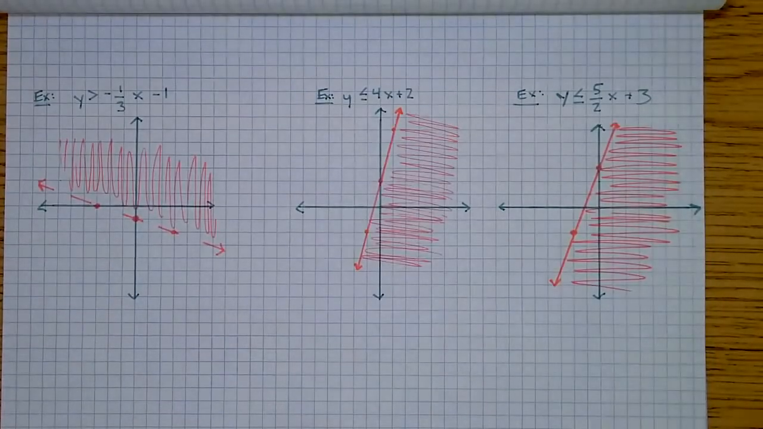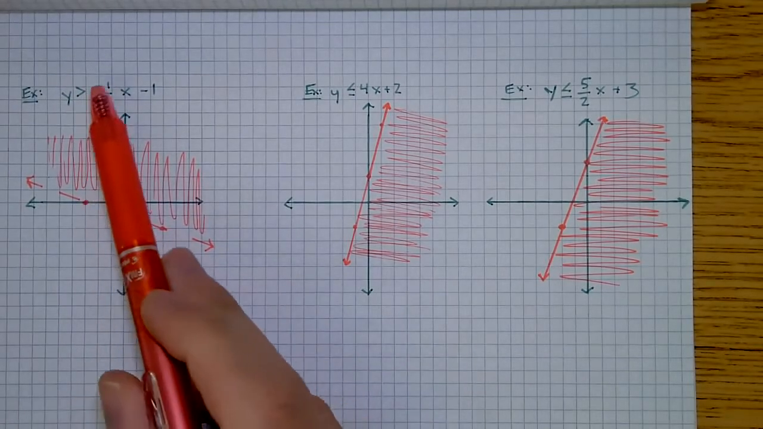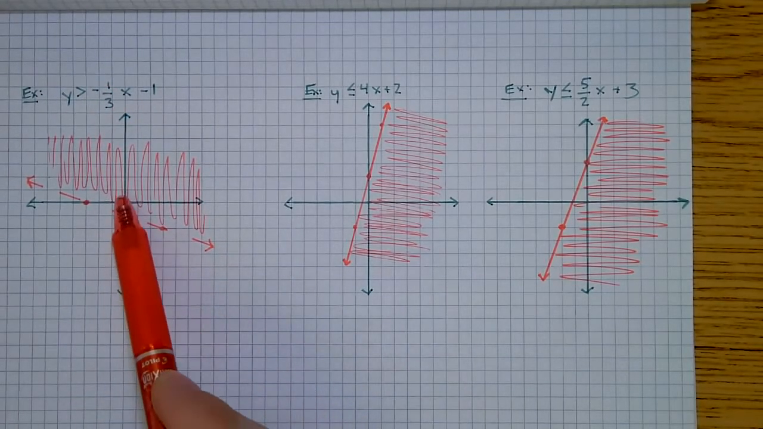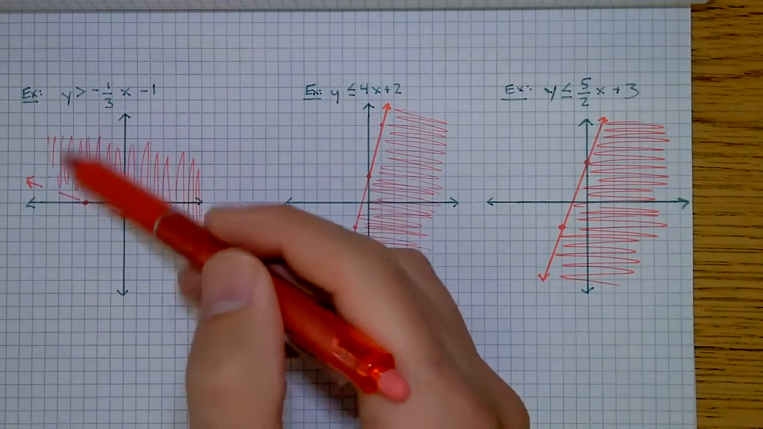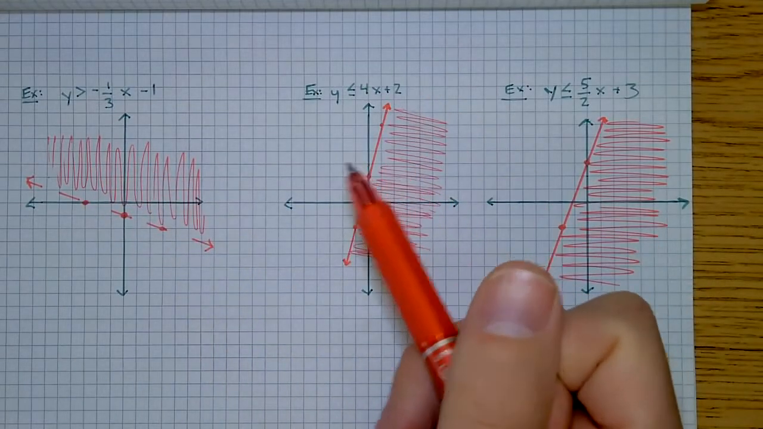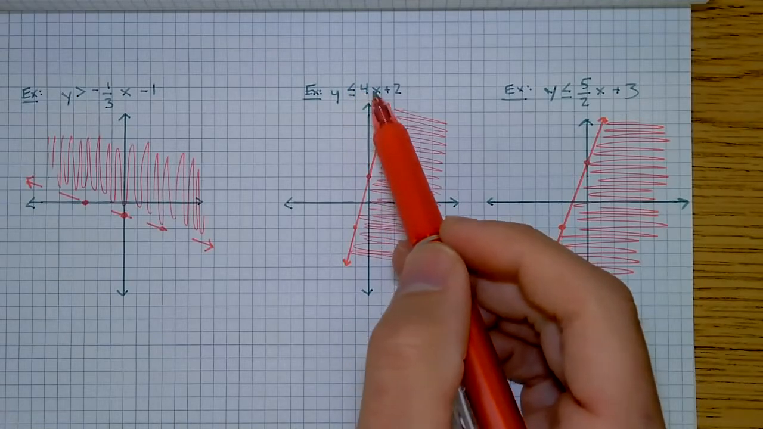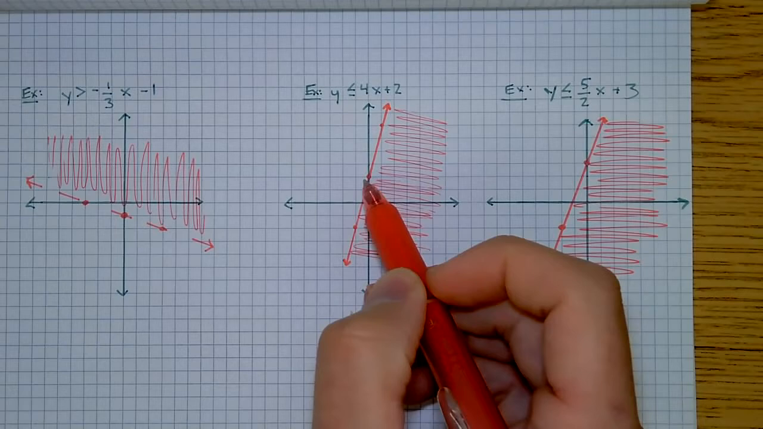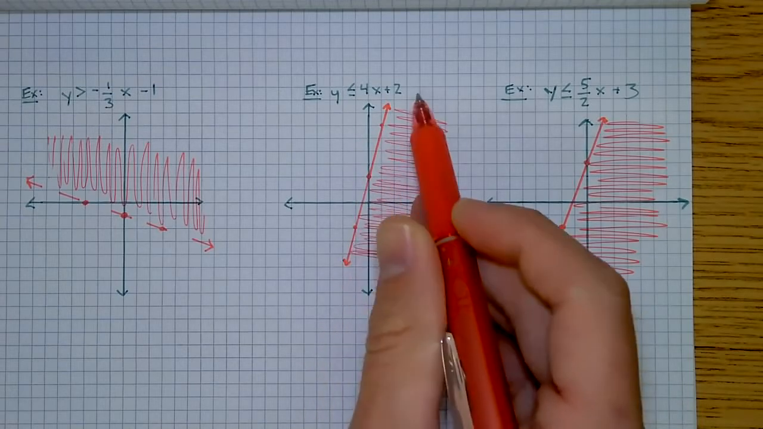All right, so take a look at mine here. First one, start with the y-intercept of negative 1. Then a slope of negative 1/3, so you can go down 1, right 3, or up 1, left 3. Since it is greater than, it's a dashed line, and we're shading above. On the second one, y is less than or equal to 4x plus 2. So I start at plus 2, go up 4 to the right 1, down 4 to the left 1. It's a solid line.